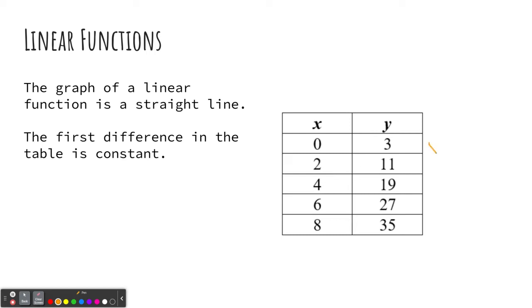In this table, to go from 3 to 11, we're adding 8. To go from 11 to 19, add 8. 19 to 27, add 8. 27 to 35, add 8. Since all of the differences are adding 8, that means the first difference is constant, and this is linear.